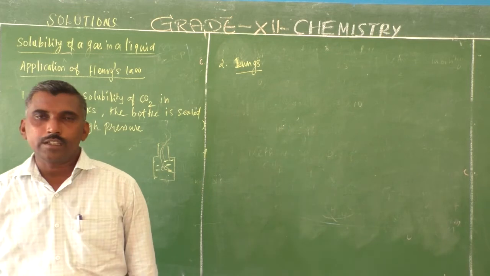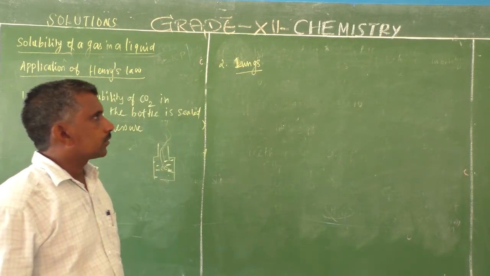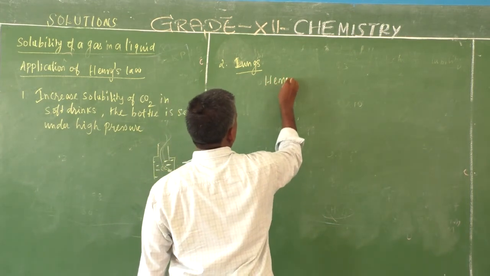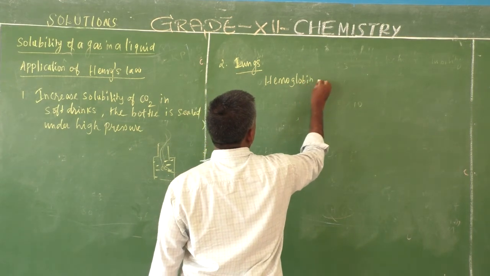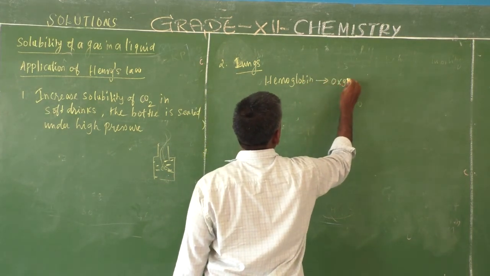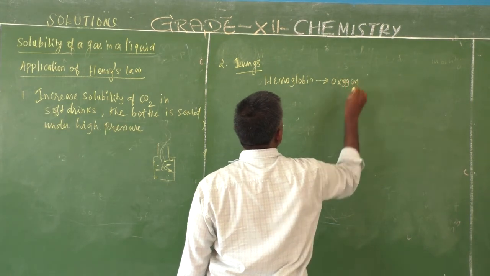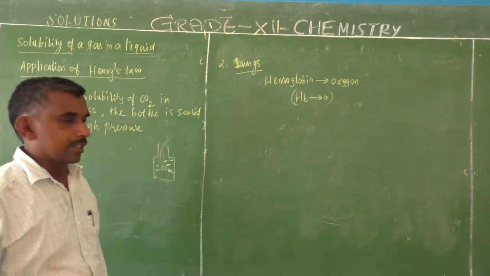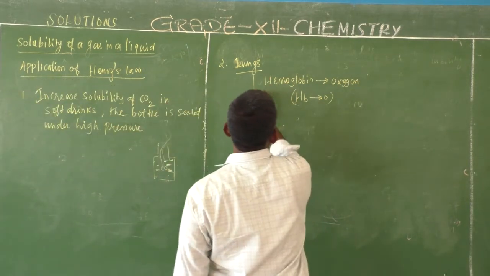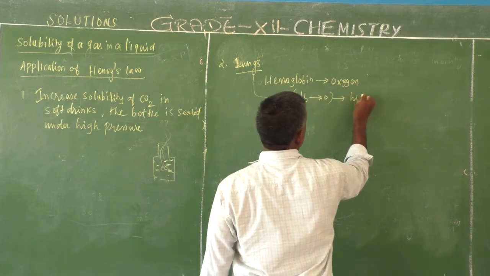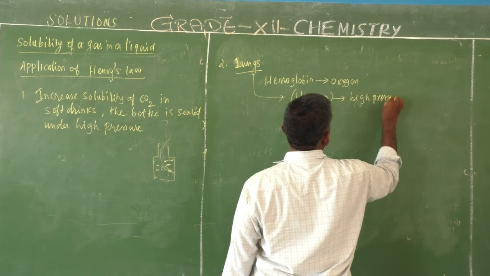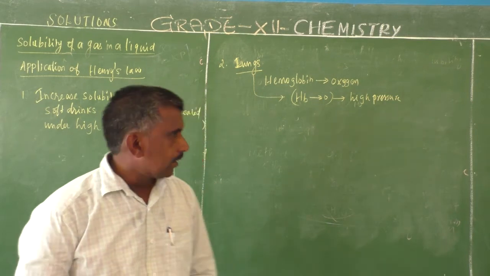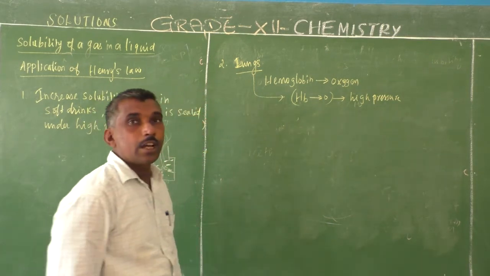Henry's law is applied in the lungs. How? Hemoglobin is binding with oxygen. In the lungs, there is high pressure. In your lungs, hemoglobin binds with oxygen at high pressure.